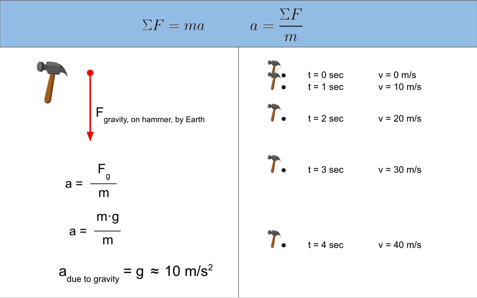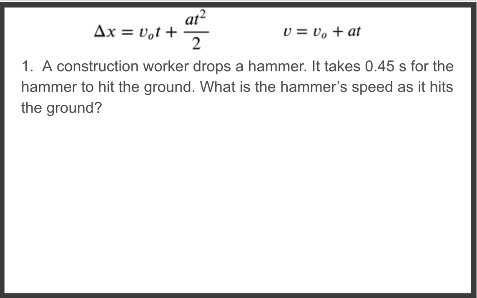Now we have a value that we can use in some problem solving. Let's take a look at a problem and see how this can be applied. So if we have a situation where we have a hammer or some other object and it's in the air and we can detect that there's no other force at that moment acting on it, then we can use these old kinematics formulas but involve this new idea that the acceleration is going to be 10 meters per second squared. Let's go through a few examples here.